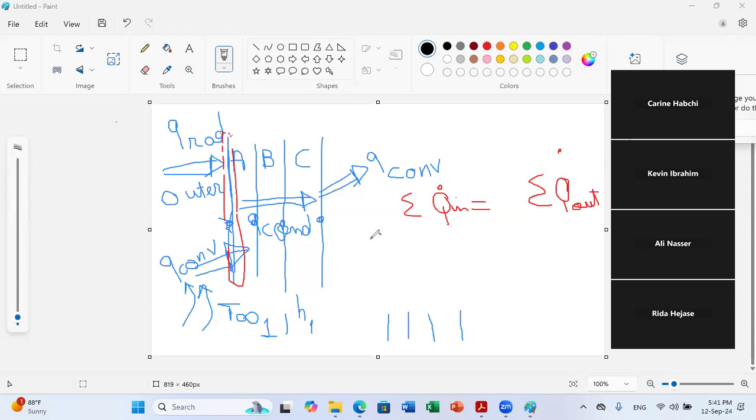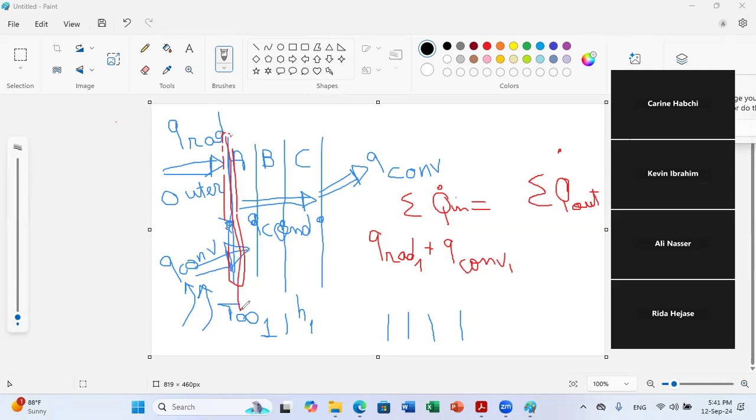Q radiation from side 1 plus Q convection from side 1 is equal to Q conducted in material A, at x equals 0, let's say.